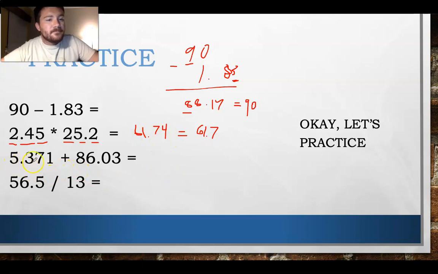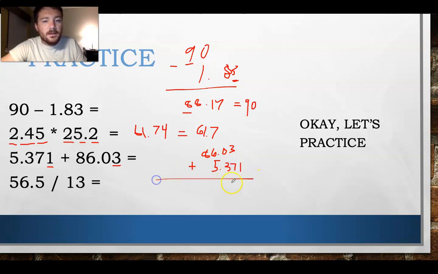Alright, this one, you have to round to the hundredths place, because this is in the hundredths, this is in the thousandths. So you add those together, and let me see, 86.03 plus 5.371 is, oops, getting ahead of myself.